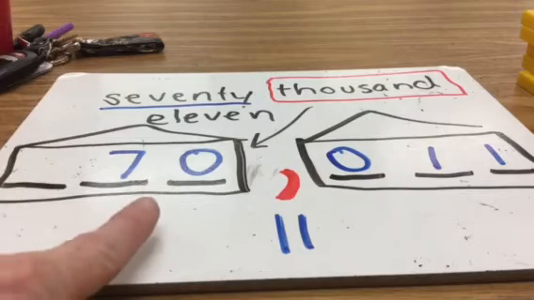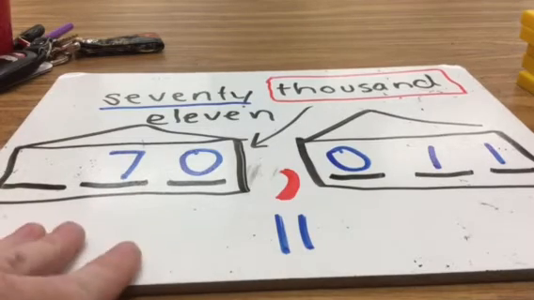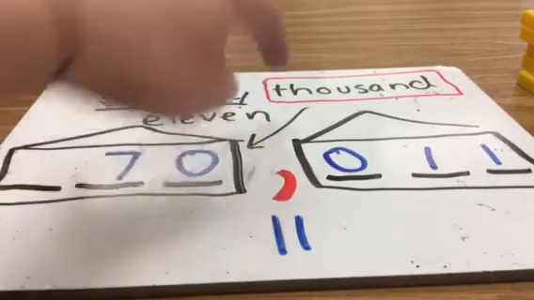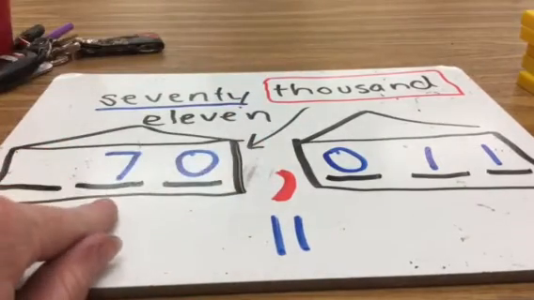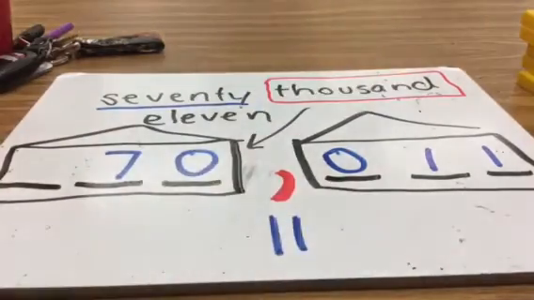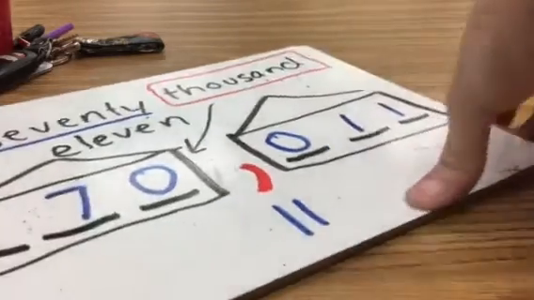70,011 looks like this. Okay, we remember we're looking for the keyword thousand, which means comma. It also means that we need a thousands house. And then I'm looking at everything before the word thousand and everything after and going house by house. Okay, we're going to do another example.